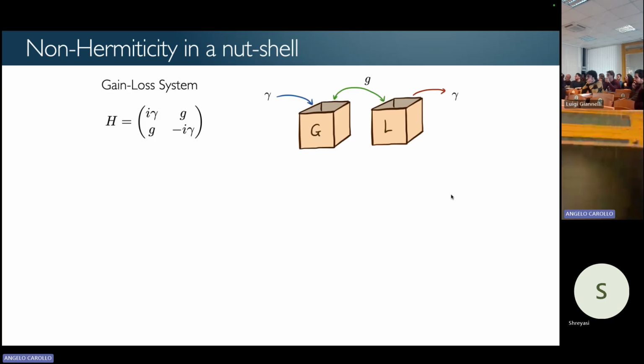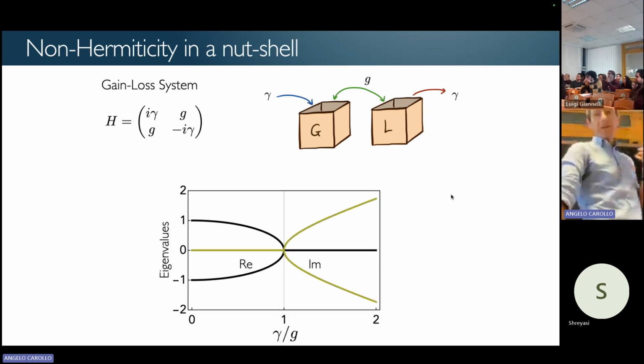So a standard toy model, just to picture what is going on in this type of situation, is a two-level system in which you have an interaction between the two levels, and a possibility of losing or gaining excitations. This simple model is already complicated enough to see some interesting physics happening. So you have a loss on the lower level and a gain in the upper level, which are of the same amount. This symmetry guarantees that something interesting happens.